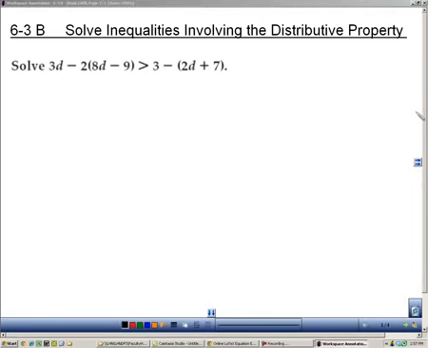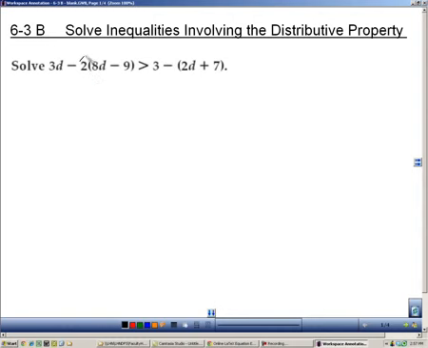Section 6.3b is about solving inequalities using the distributive property. These are still multi-step. In fact, there's a lot of steps involved in these. And if you notice, there's lots of parentheses, and that's where the distributive property comes in. So we're going to start by getting rid of the parentheses, eliminating them.